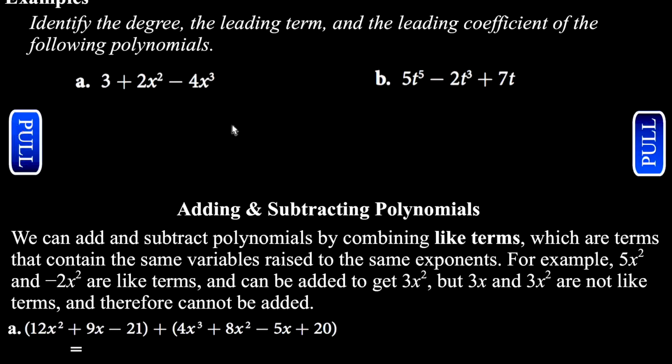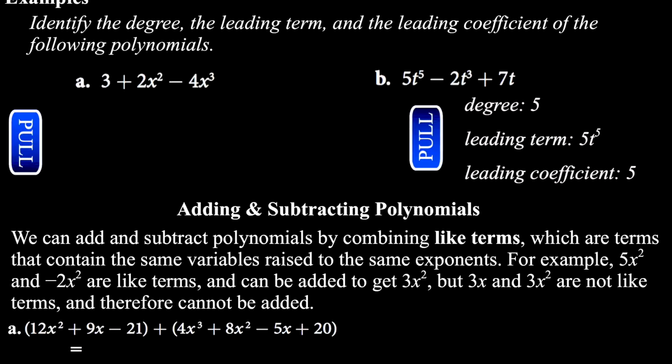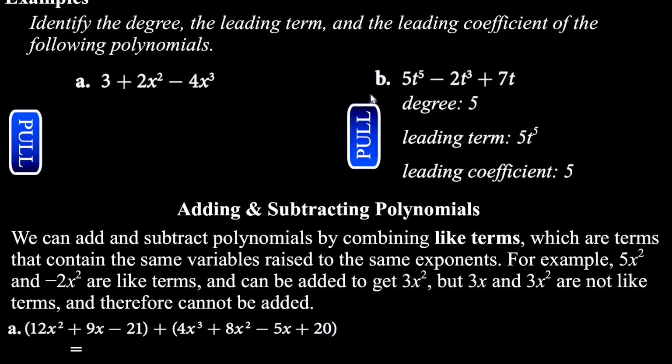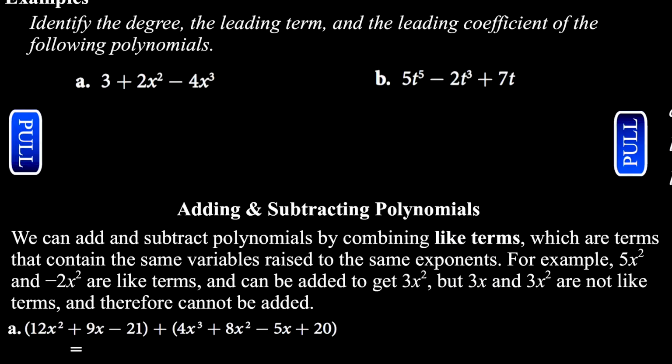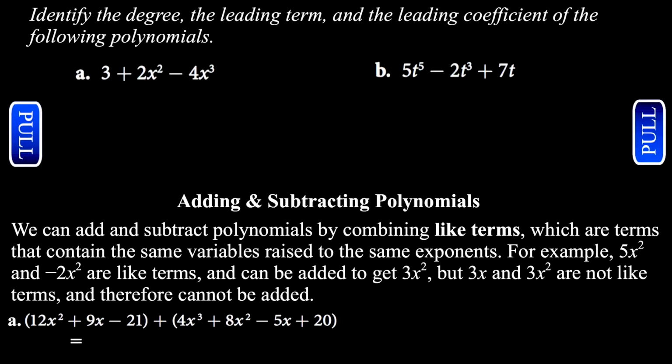Letter B, this one is already in standard form. It's in the highest exponent term first, and then the next highest, and then the third highest. So it's in standard form, so the degree is 5, and that comes from the exponent on t. The leading term is 5t to the 5th. It's the whole term. The leading coefficient also happens to be 5. That's the number in front of the variable t. So that should have probably been some review for you. I think we've covered that before.